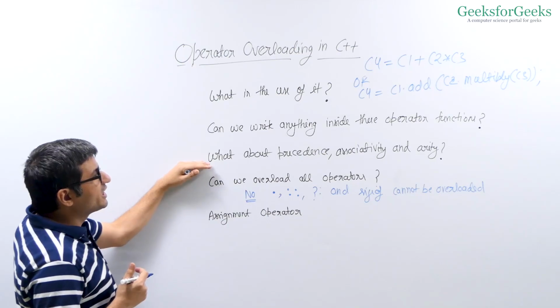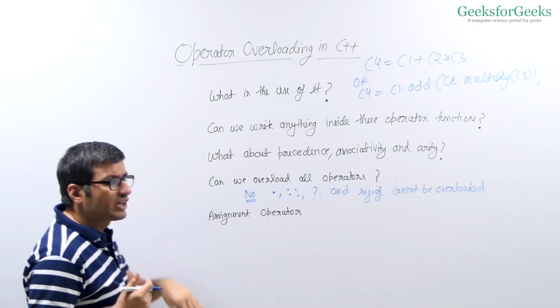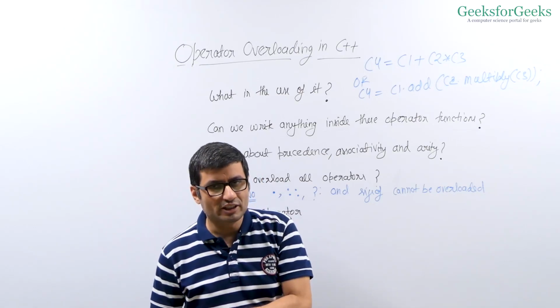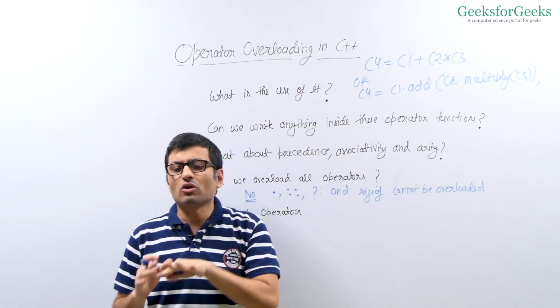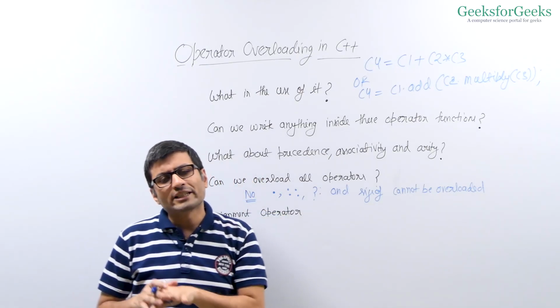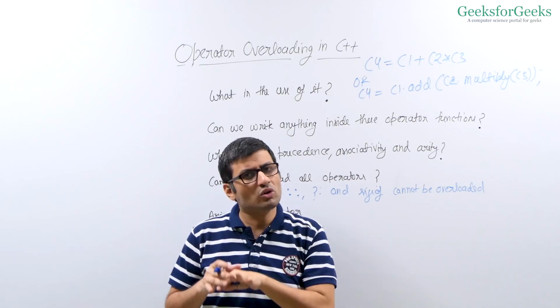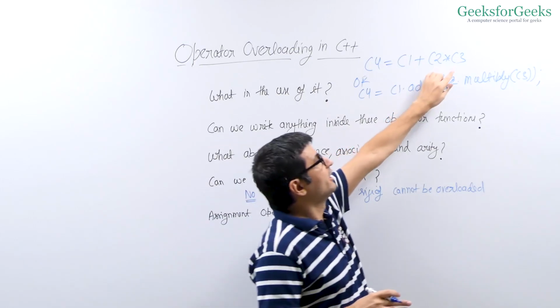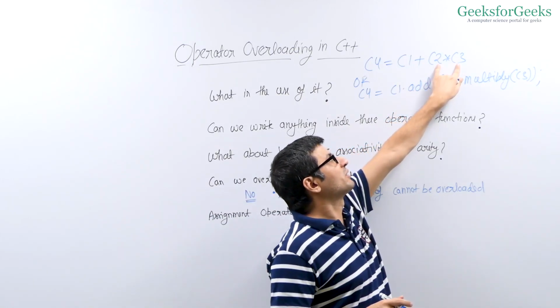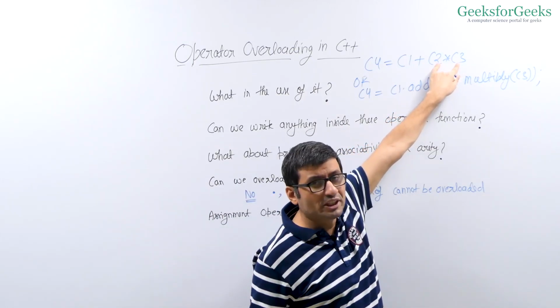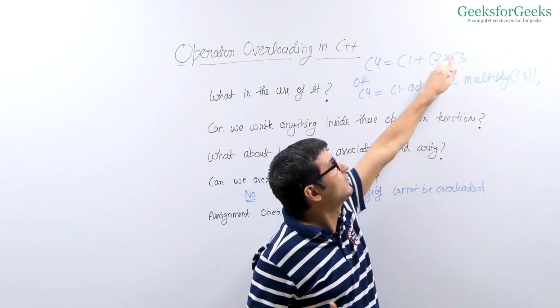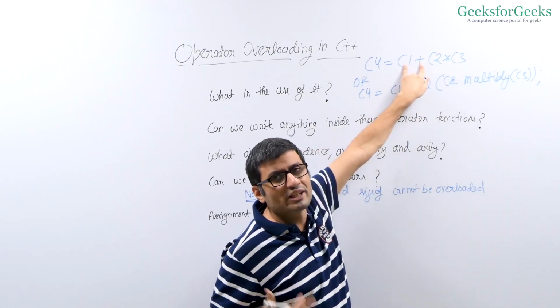What about precedence, associativity, and arity of the operators? Arity means the number of operands it takes. So when we overload operators, precedence, associativity, and arity do not change. So the plus operator and star operator here will work the same way. This will be executed first because it has higher precedence, and this will take 2 parameters because it's a multiply operator. Then plus will be executed.